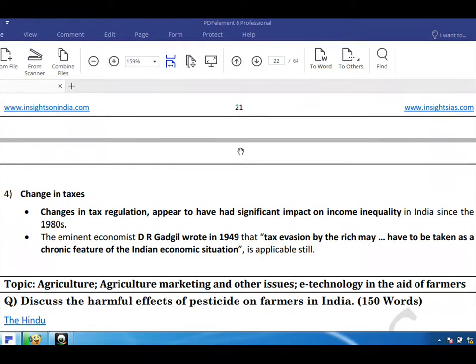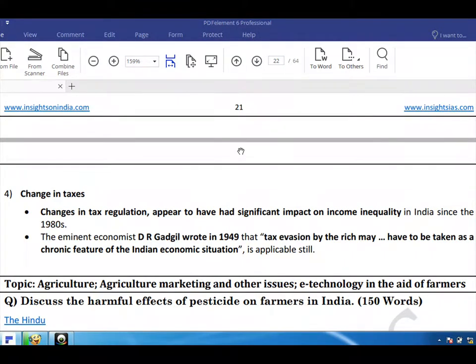4. Change in taxes. Changes in tax regulation appear to have had a significant impact on income inequality in India since the 1980s. The eminent economist D.R. Gadgil wrote in 1949 that tax evasion by the rich may have to be taken as a chronic feature of the Indian economic situation; this is applicable still.